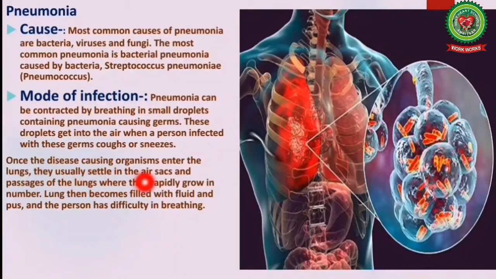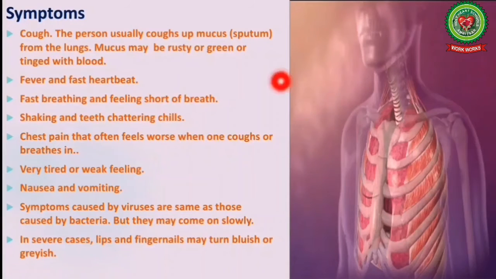Once the disease-causing organisms enter the lungs, they usually settle in the air sacs, those are alveoli, and passages of the lungs, where they rapidly grow in number. Lungs then become filled with fluid and pus, and the person has difficulty in breathing. This image clearly indicates how the pus gets deposited in the tract of the lungs and alveoli. Now, what are the symptoms?